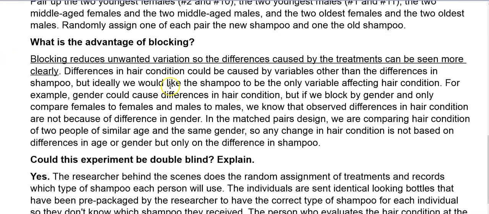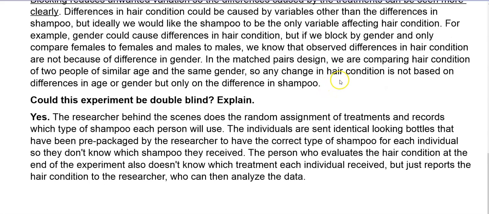Now what about blinding? Could this experiment be double blind? Yes. Okay, so when you're double blind, you have to blind the people receiving the treatment, the people giving the treatment to the people, anybody associated with interacting with the subjects in the experiment. That's one group. The other group you have to blind is anybody measuring the results of the experiment at the end. In this case, they'd be people evaluating the condition of the people's hair.